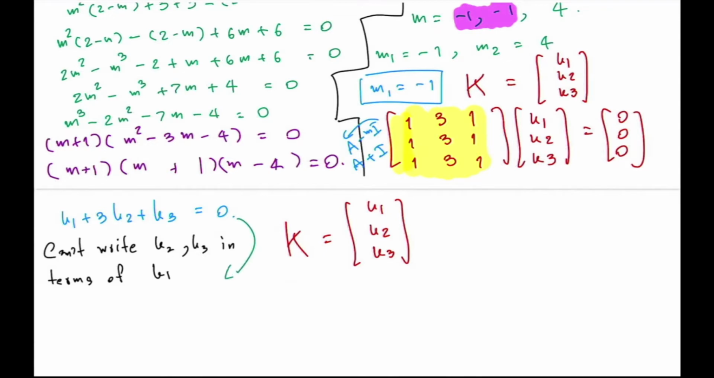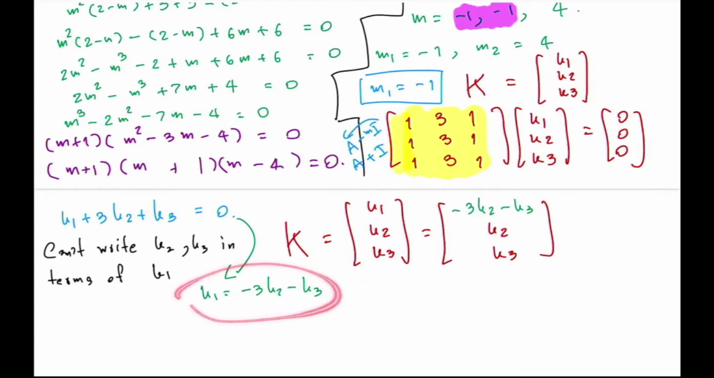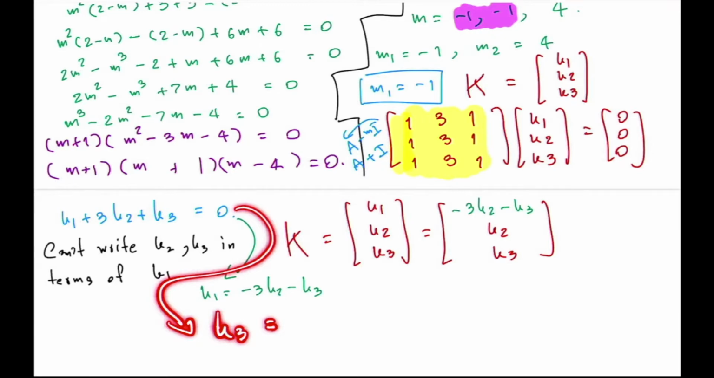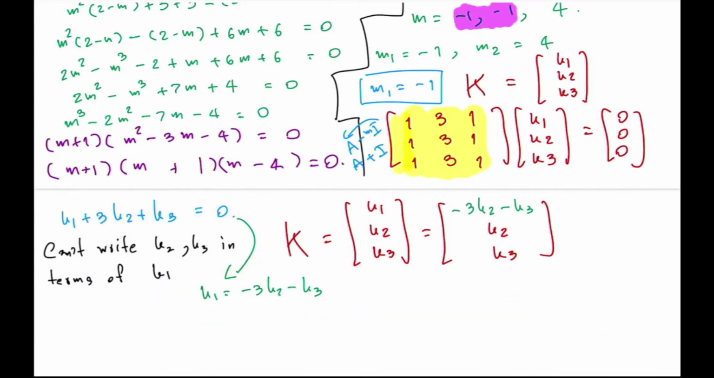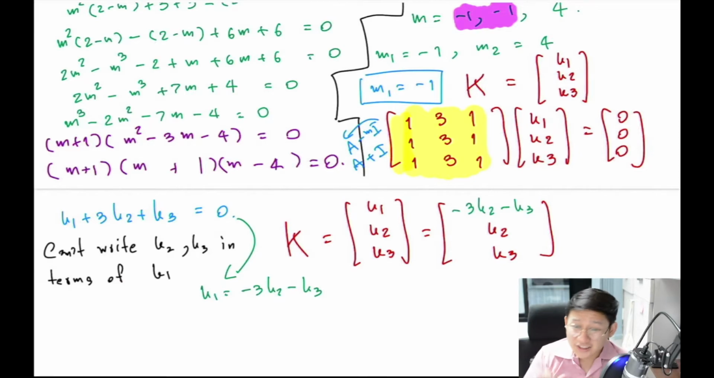So from here, I know that K1 is minus K2 minus K3. So this guy would be minus 3K2 minus K3 and K2 and K3. Guys, you don't need to do the same as what I am doing. Instead of writing this, you can get rid of K3 by writing K3 as minus K1 minus 3K2. And then this K would be K1, K2, and minus K1 minus 3K2. Okay? You just need to get rid of one of the K's. Right? Because you have only one equation, you have 3 variables, okay? So the best you can do is to get rid of one of the K's. That is the best you can do, okay?